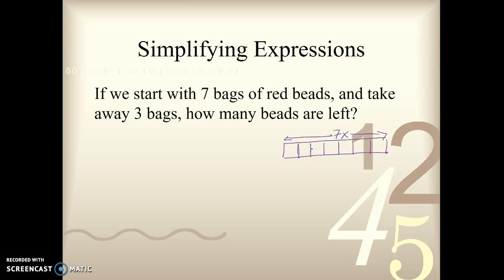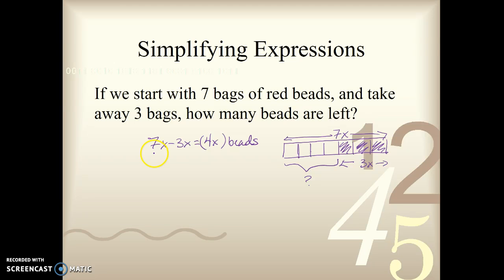And we take away 3 bags. So 3x bags. How many are left? So you can see from looking at the model that there are going to be 4x bags left, right? But let's write this as an algebraic equation. So 7x minus 3x is going to be 4x bags of beads, right? Or 4x beads, I should say.